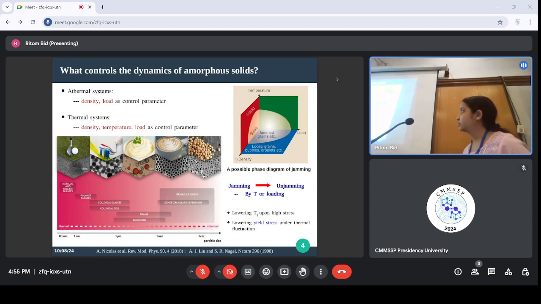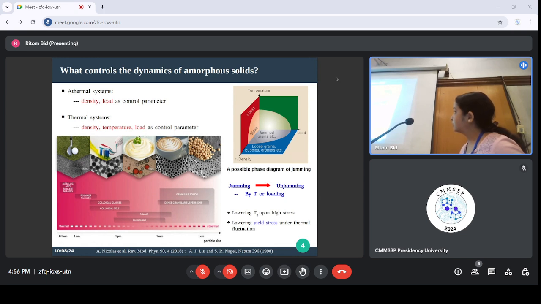So what controls the dynamics of such materials? For athermal systems like granular solids, density and load are the main control parameters. But for thermal systems like these glassy systems, where constituent particles are small enough to be affected by thermal fluctuation, temperature also rules the dynamics along with density and load. Combining these effects, for the first time in 1998, Liu and Nagel proposed a speculative phase diagram of jamming, where the center of this phase diagram represents the jammed system, which can be unjammed either by increasing temperature or by increasing load.